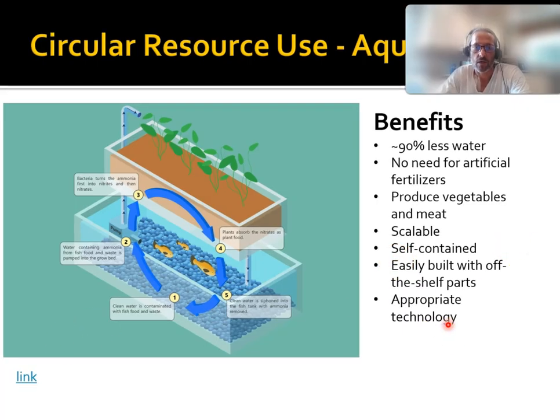Okay, so that finishes up the circular resource use part of the lesson. So hopefully you have a pretty good understanding of what circular resource means and some applications of it.